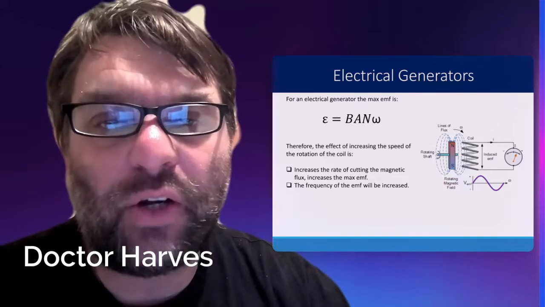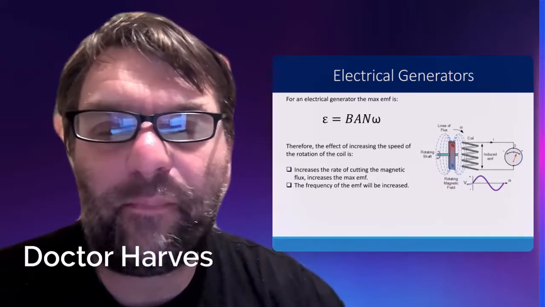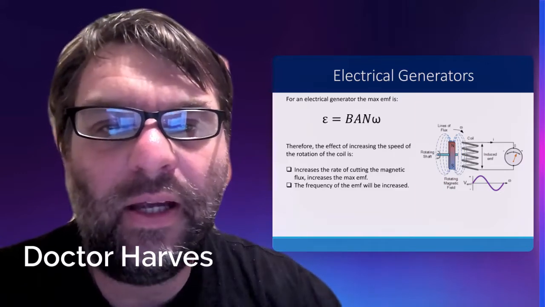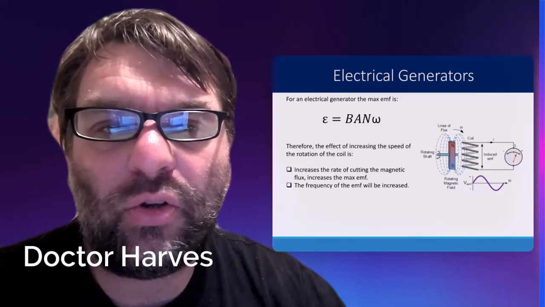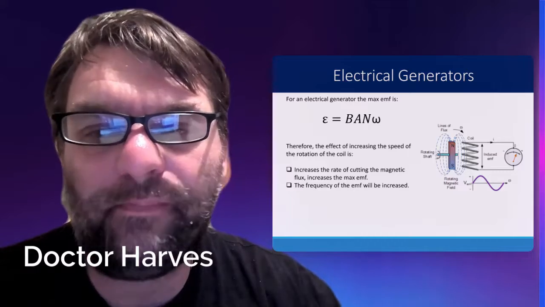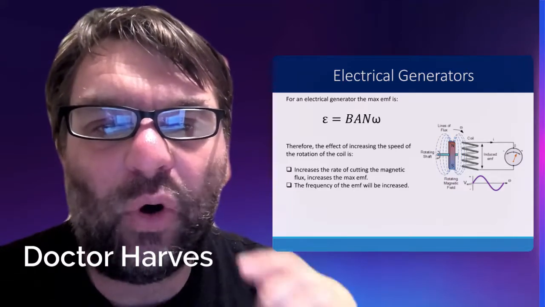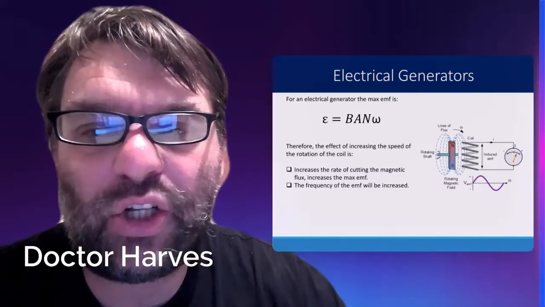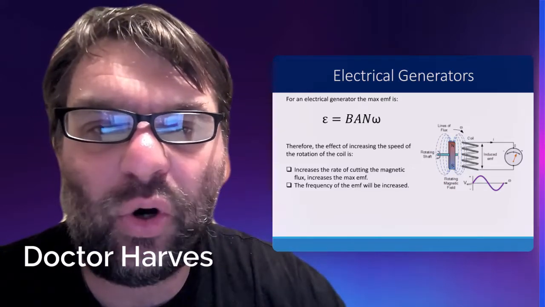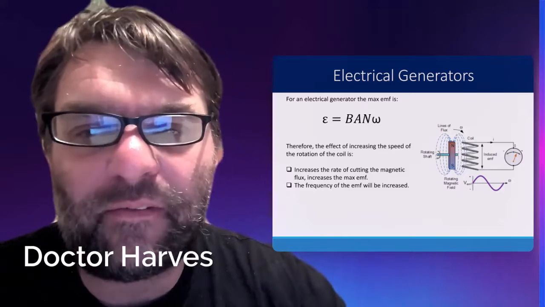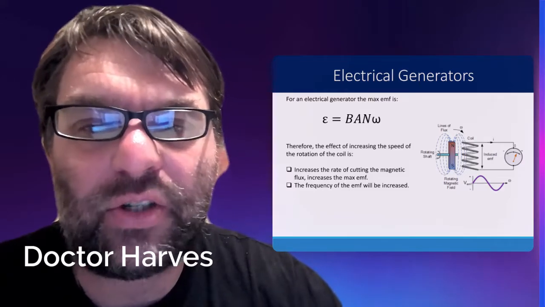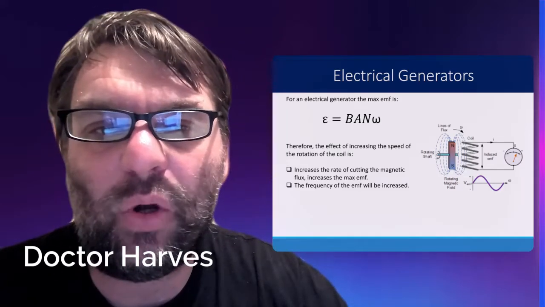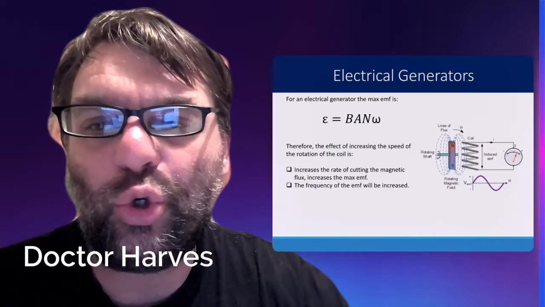And in terms of generators, as seen in the previous slide, the EMF will be magnetic field strength times the area times the number of turns of the loop times the rotational velocity. Therefore, the effect of increasing the speed of the rotation of that coil, or potentially the rotation of the magnet over a stationary coil, increases the rate at which the magnetic field is being cut, increases the maximum EMF, and the frequency of that EMF will also increase.